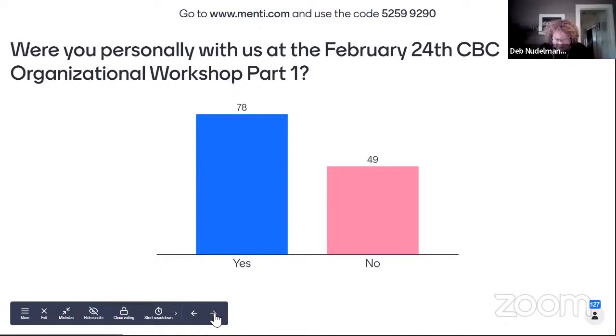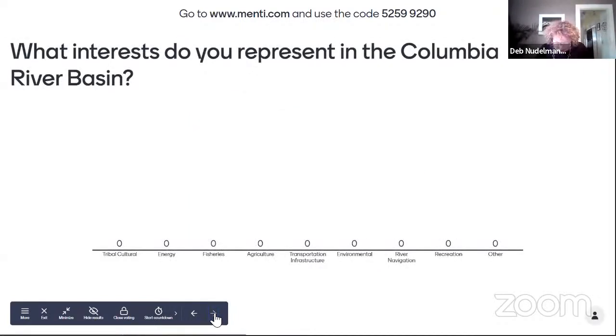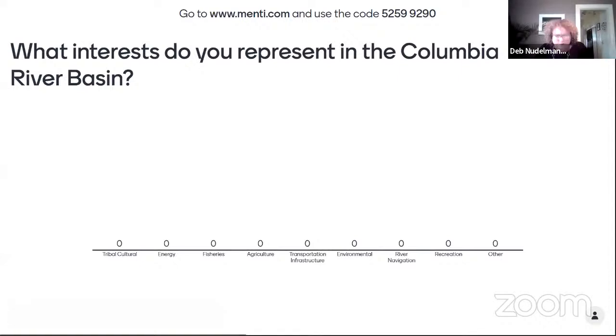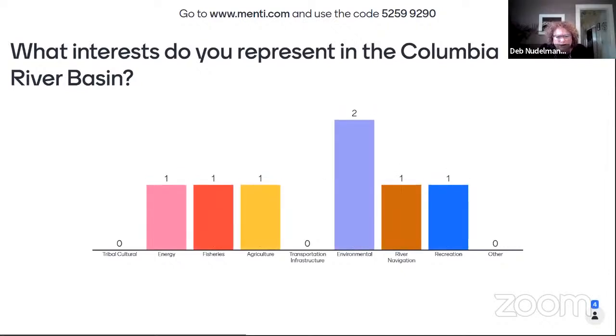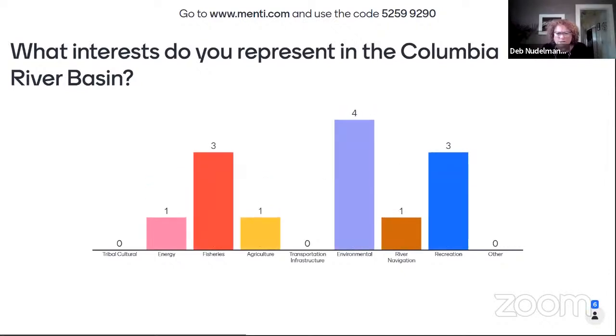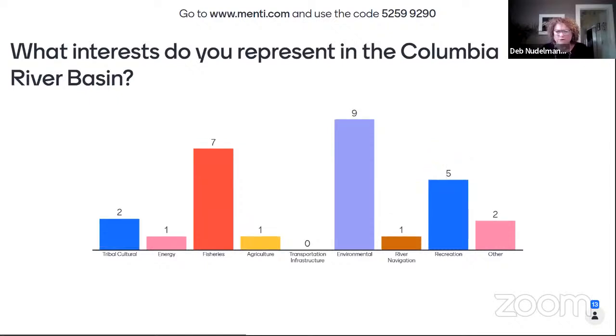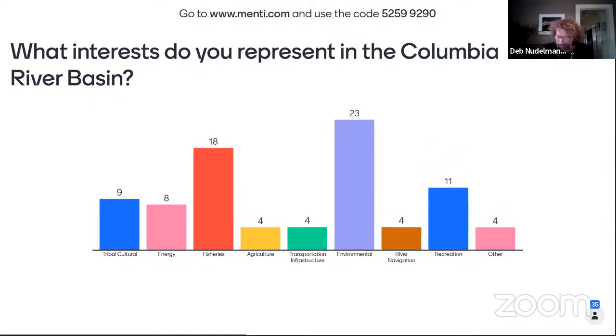So we'll move on to the next question. And now on the rest of these questions, you can actually select more than one. This question has to do with what interest do you represent in the Columbia River Basin? So you can tap on as many as represent you: tribal culture, energy, fisheries, agriculture, transportation, infrastructure, environmental, river navigation, recreation, and other.